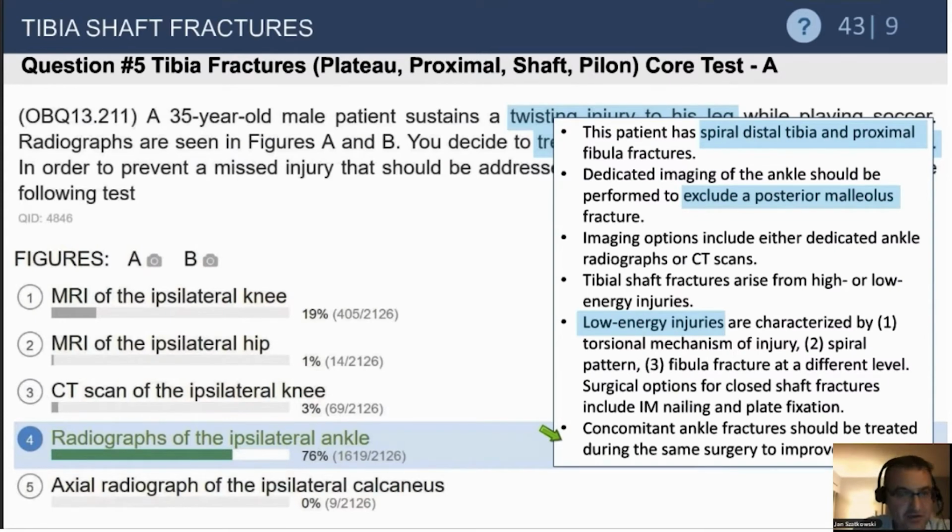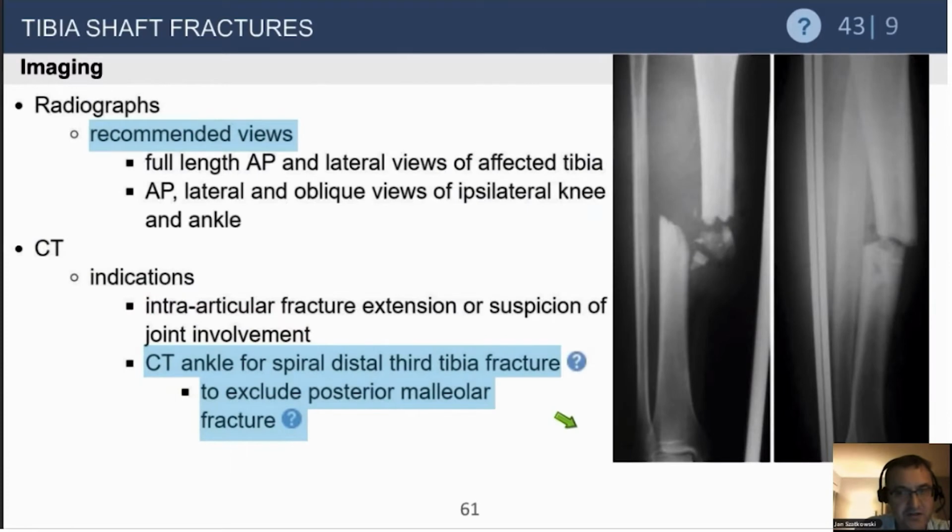As you can see here, you want dedicated ankle views. If you can't get those, get a CT scan for a spiral distal third to exclude the posterior malleolus fracture. Many times these are more low energy fractures, torsional patterns. Once again, soccer players slipped on the ice and so forth, or hiking as well.